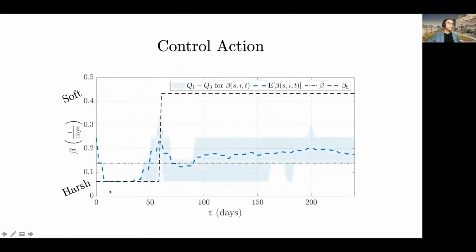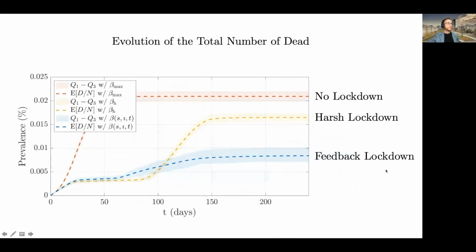And this is the evolution of the control action: small values are harsh lockdown, high values are soft lockdown, and this is the average evolution of the strategy. And this is how the total number of deaths looks in the simulation. We can see that in the beginning, these two strategies are comparable, but then at the end, the feedback lockdown is more effective.